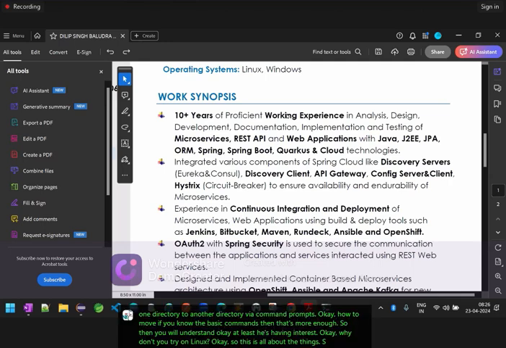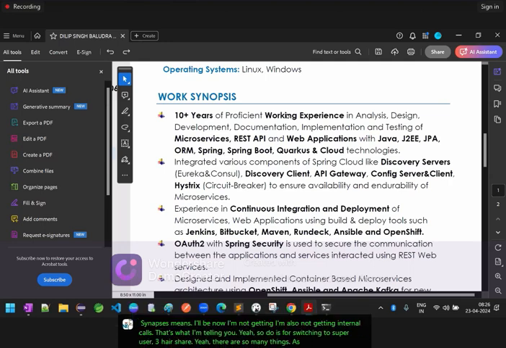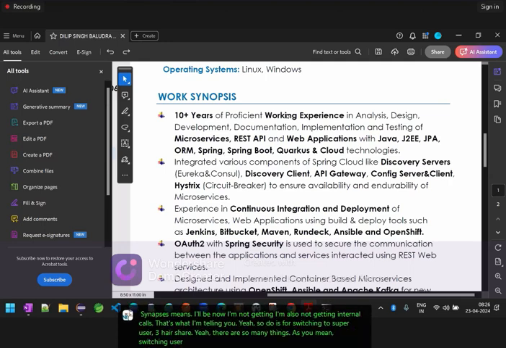Synopsis means summary, Rajesh. Abhinav, I'm also not getting interview calls. That's what I'm telling you. Yes, sudo is for switching to super user, Sri Harsha. SU means switching user. Sudo means admin privileges. I know you know Linux more than me.